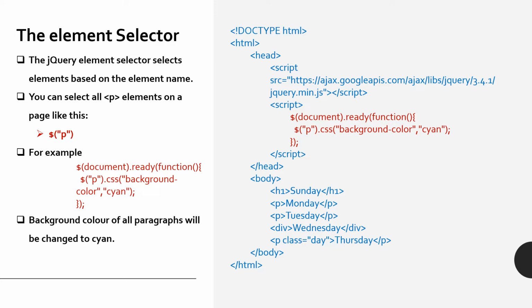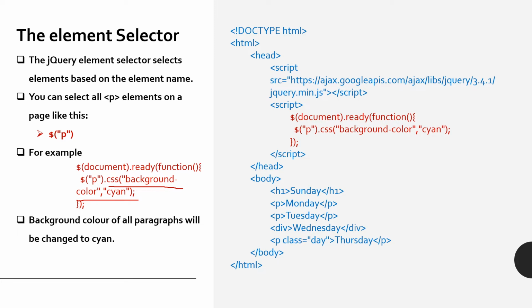Then you need to specify what action you are going to do, what exactly you want to do in that paragraph. Suppose you want to change the background color of all paragraphs to cyan. You can specify like this. This is the action, background color to cyan. This way you can specify.